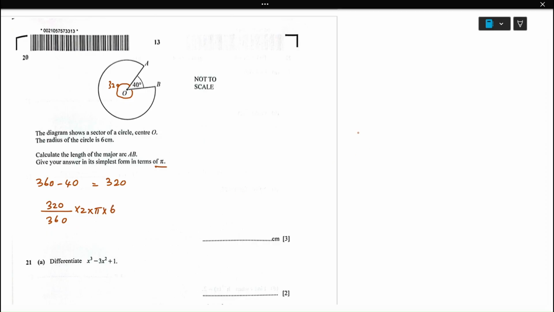Okay, so the next line: 320 over 360 into 6 times 2, 12 pi. So this 12 and this 360, which is going to be 12 times 30. So now this 2 I can divide by 10. This is gone. So the answer is only 32 by 3 into pi. That's it. The answer is 32 by 3 pi.